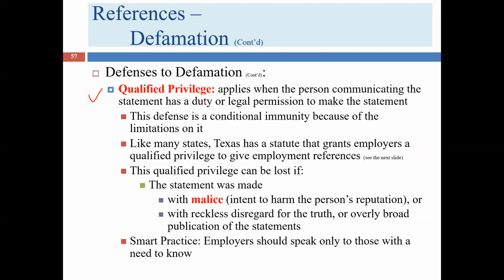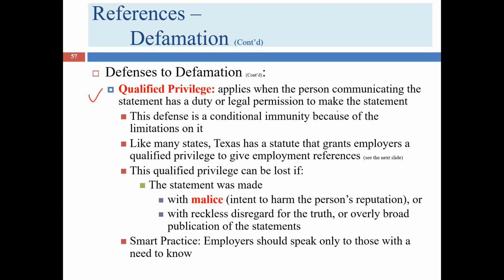So qualified privilege to defamation exists when the person communicating a statement has a duty or legal permission to make the statement. Let me give you an example of a total privilege. If I am a congressperson and I am on the Congress floor in Washington, D.C., I can say anything I want to about anybody, and I cannot be charged. I cannot be civilly sued for defamation. I can say things that are outrageous and completely false, and I cannot be sued. I have a total privilege under those circumstances. But that's about the only time that there is a total privilege.